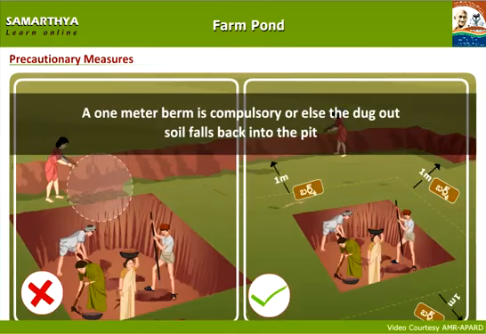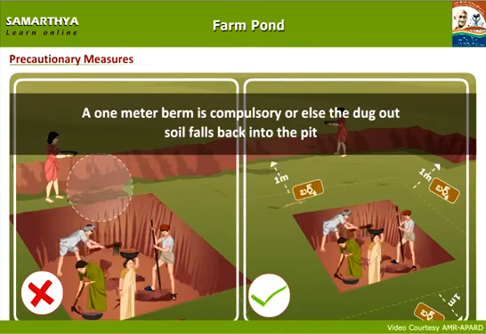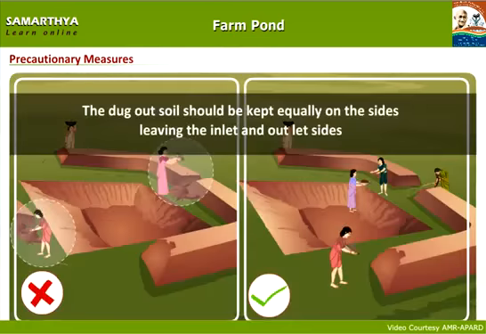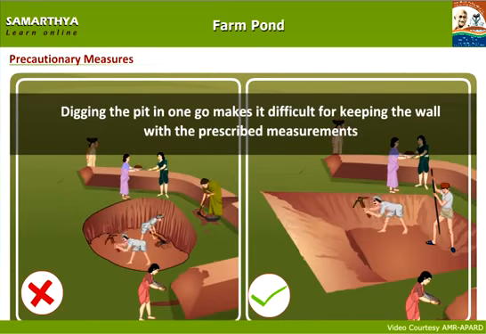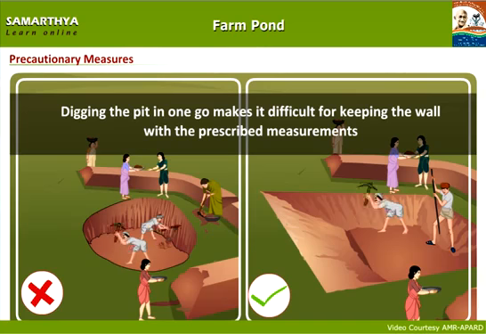A 1 meter berm is compulsory, or else the dug-out soil falls back into the pit. The dug-out soil should be kept equally on the sides, leaving the inlet and outlet sides. Digging the pit in one go makes it difficult to keep the wall with the prescribed standards and measurements.